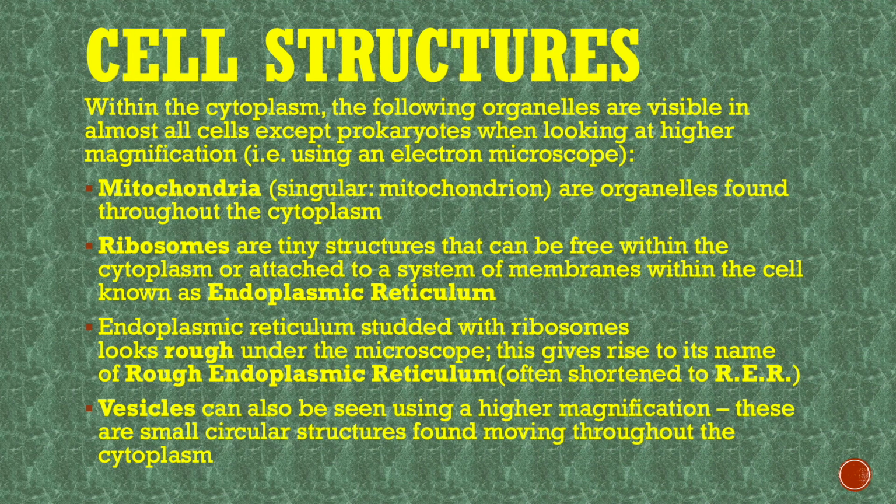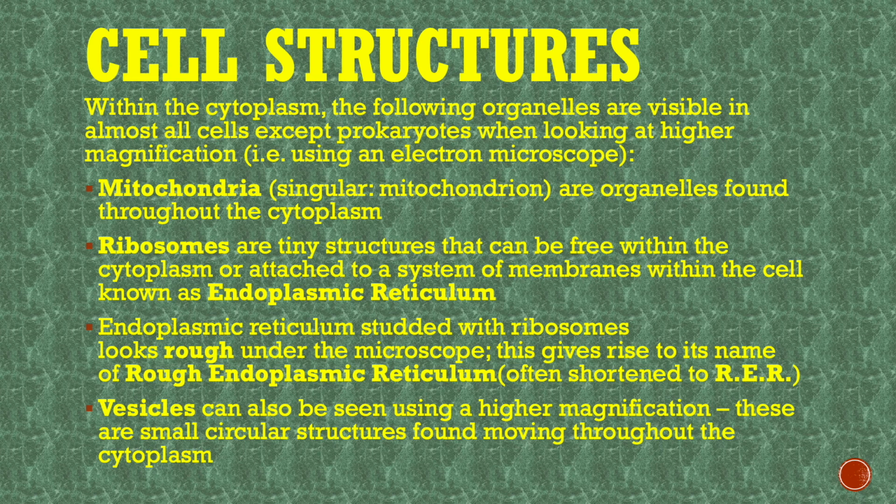Cell structures. Within the cytoplasm, the following organelles are visible in almost all cells except prokaryotes when looking at a higher magnification, for example when using an electron microscope. Mitochondria, or singular mitochondrion. Mitochondria are organelles found throughout the cytoplasm. Ribosomes are tiny structures that can be free within the cytoplasm or attached to a system of membranes within the cell known as endoplasmic reticulum.